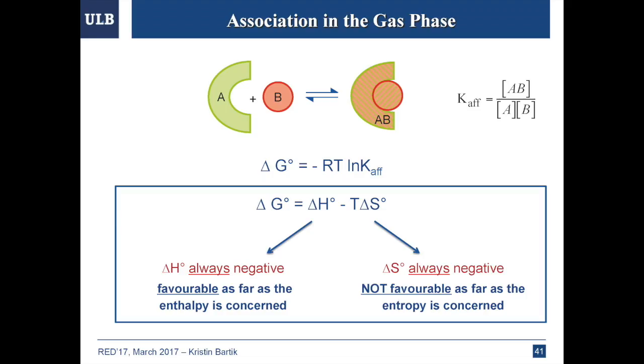So if there is association occurring in the gas phase, it has to be enthalpy driven. When A and B are together, you must have favorable interactions which can occur: hydrogen bonds, favorable electrostatic interactions, favorable London dispersion interactions, cation-pi interactions. You need these favorable intermolecular interactions. So delta H0 will always be negative, will always be favorable if you're looking at the association in the gas phase.